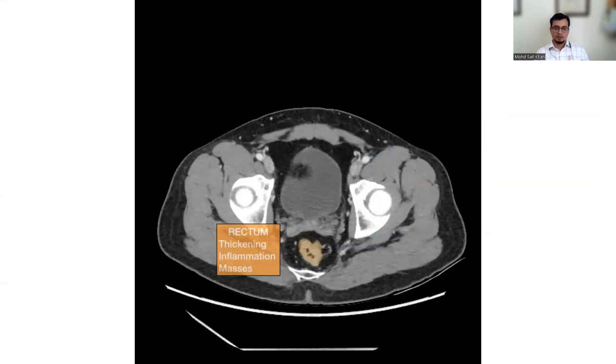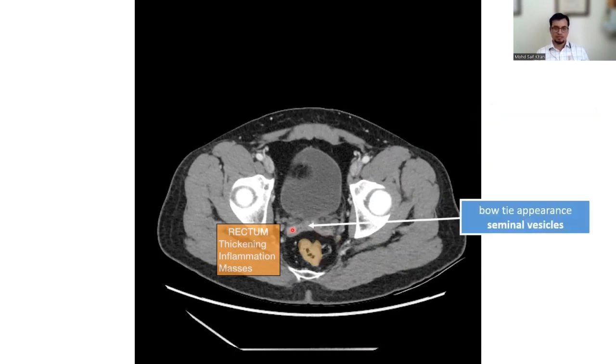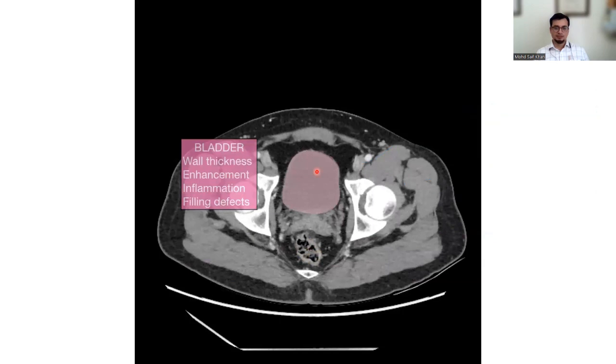Okay. Now observe the rectum closely for thickening of the wall or any abnormal mass inside, and between the bladder and rectum you can see the seminal vesicles, which are long tubular structures. So this is a kind of bow tie or butterfly appearance, which is basically the seminal vesicle. And anteriorly, as I said, the bladder, which is filled with urine here, should be observed for wall thickness and contrast enhancement, which might be suggestive of cancer or inflammation, and sometimes a filling defect may be observed, which may be suggestive of stones.